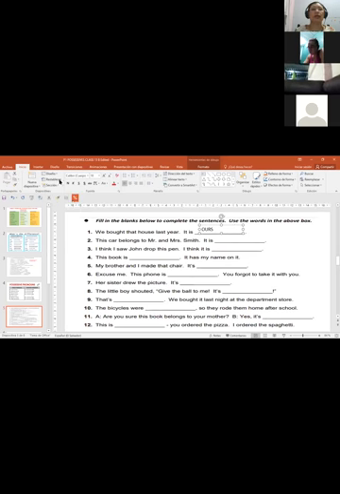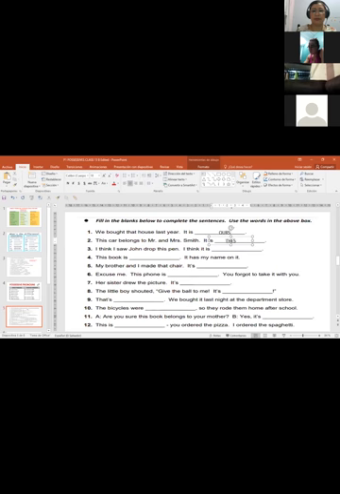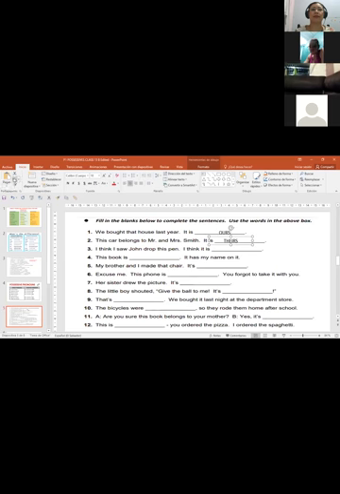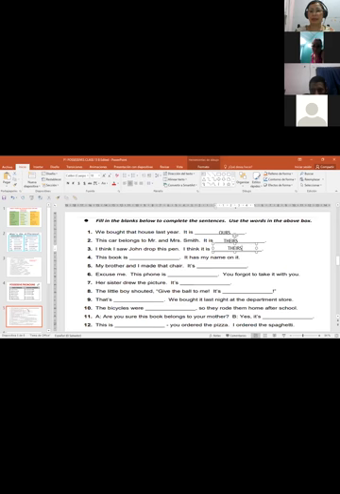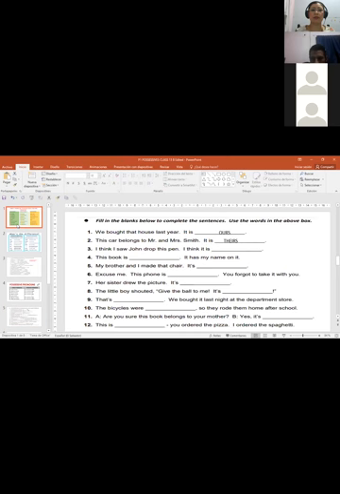Okay, let's work the next one. Let's work and then say, this car belongs to Mr. and Mrs. Smith. It is? It's theirs. Theirs, ¿verdad? Okay, theirs. Okay. I think I saw John drop his pen. I think it is? His. Ajá. Recuerden que his no cambia, ¿verdad? Sí, se mantiene.